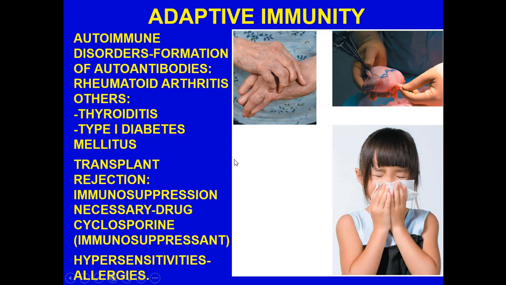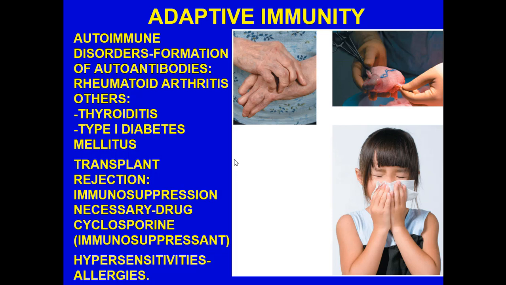Now we're going to go into a few other little aspects of adaptive immunity, and we talk about disorders. Autoimmune disorders. This is where you form autoantibodies, antibodies against specific tissues or targets. You have rheumatoid arthritis. There are other types: thyroiditis or type 1 diabetes mellitus. In thyroiditis, you have the immune system attacking some of the thyroid tissue.